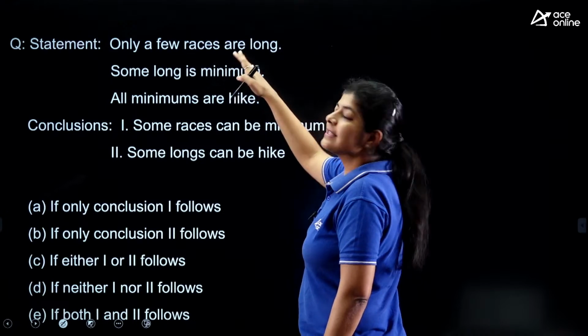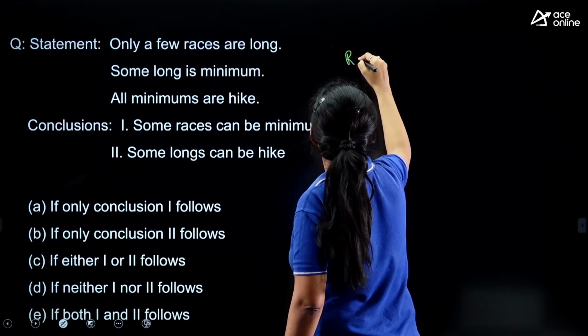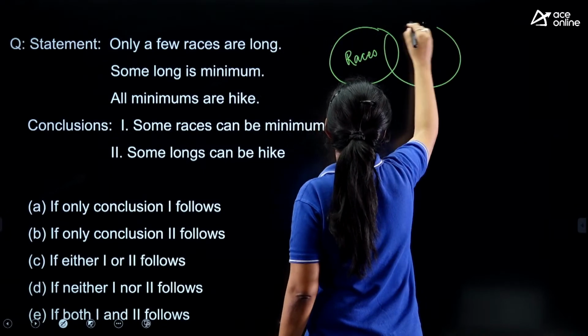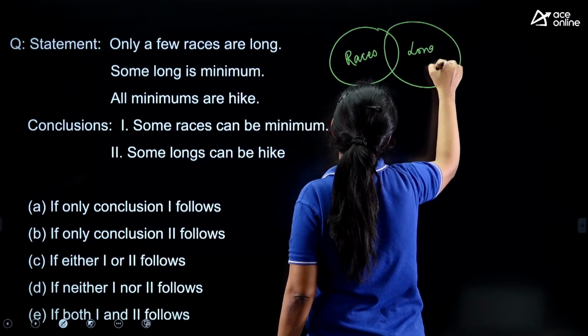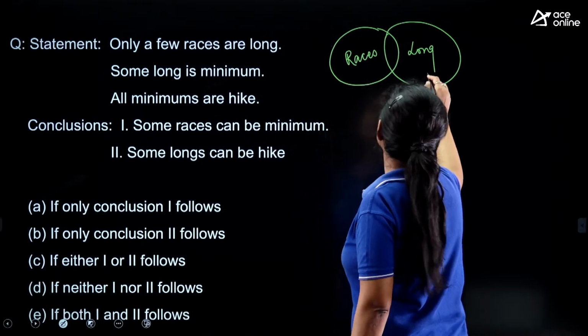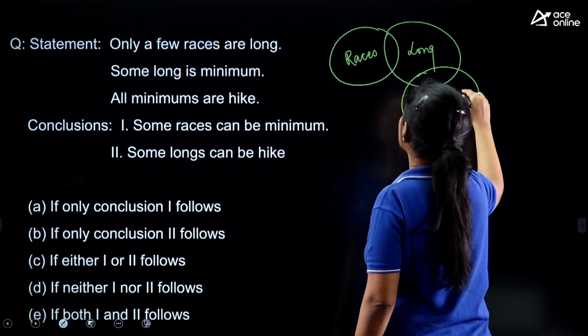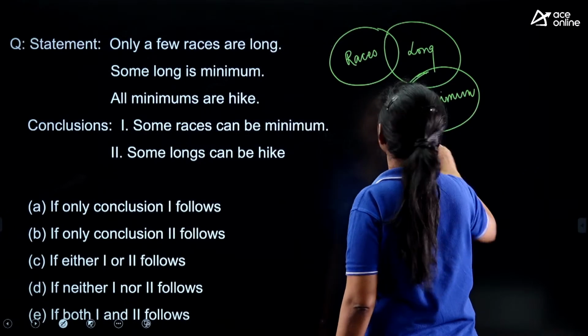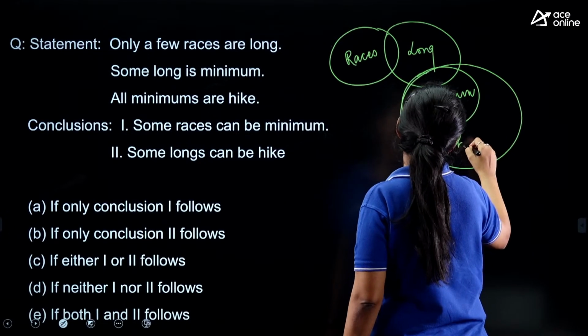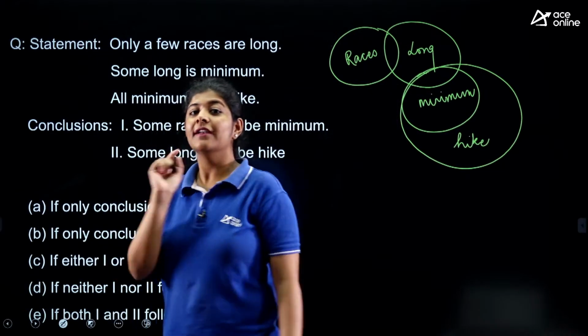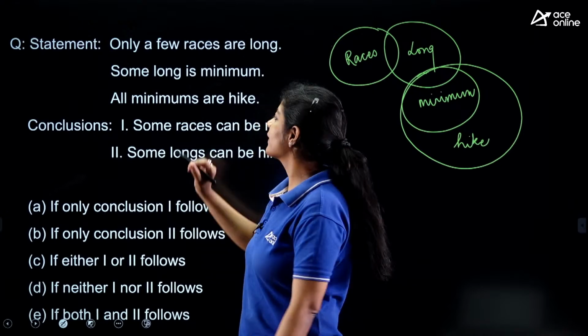Only a few races are long. Here, race or races long, right? Some long is minimum. All minimum are hike. This is my basic diagram, right? Now, read the conclusions carefully.